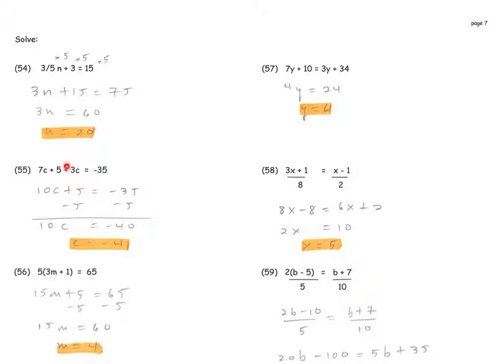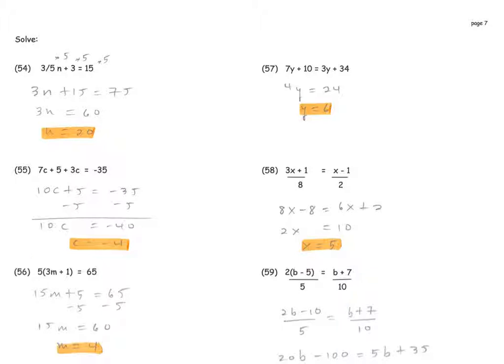The 5 sort of got out of the way so that 3c wouldn't mow it down when it went to join mama. And now that the c's are on the left, the 5 doesn't belong, so I subtracted 5 from both sides. I had negative 35 and negative 5 made negative 40. Divided by 10 gave me negative 4.